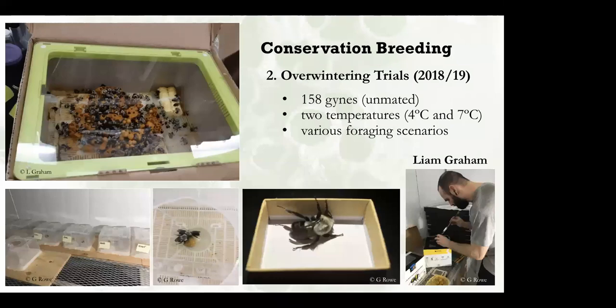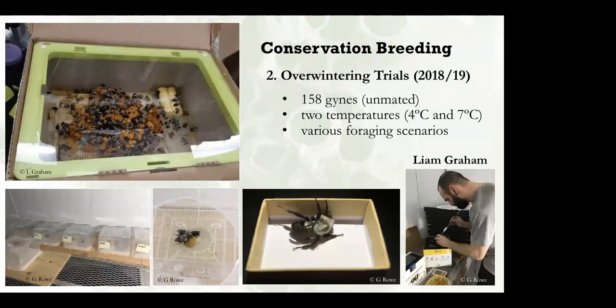So in these pilot trials, we examined the relationship between the bee's body weight going into diapause and the length of time that it actually survived in that overwintering chamber. We had a number of variables. One was temperature. So we had two different temperatures for diapause, one at 4 degrees Celsius and the other at 7.